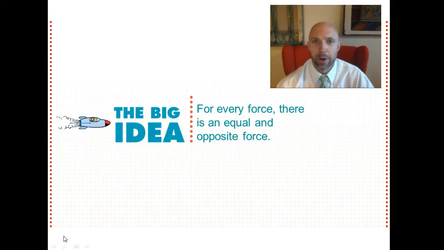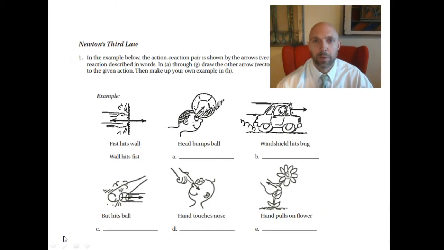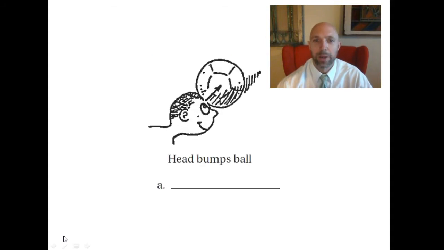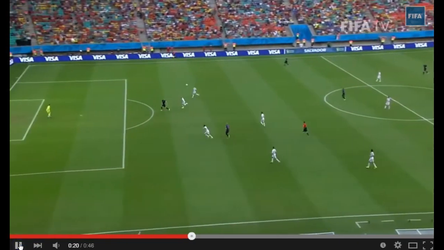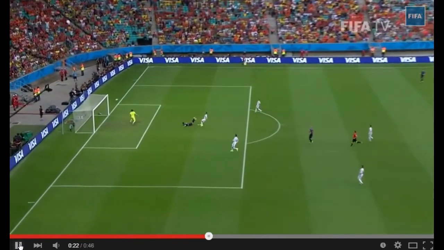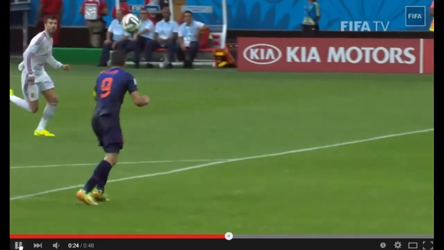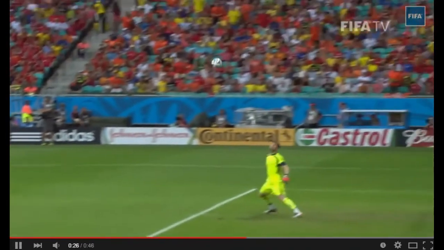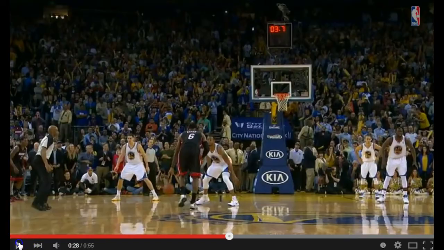We can peek back into our book, Chapter 7, the big idea. For every force, there's an equal and opposite force. One of our homework pages from the concept development goes into Newton's third law. Maybe we can focus on that middle one. Head bumps ball and... And here, Robin Van Persie. Head hits ball, and ball hits head, and goalie doesn't do much.